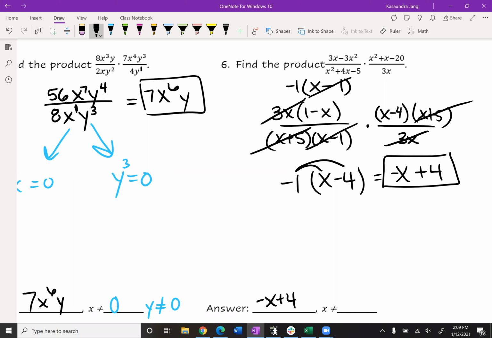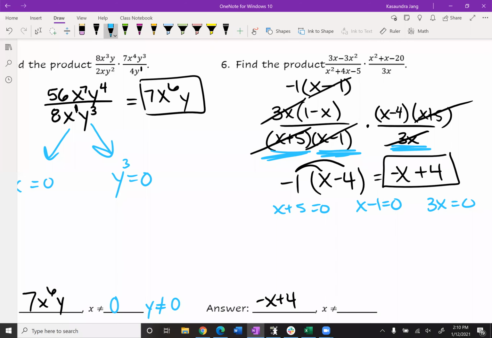And as for my excluded values, I don't want to look at my final answer. I want to look at my work throughout the problem here, probably my factors in the denominator. Let's see, I had 1, 2, 3 different factors in the denominator. So let's set each of those equal to 0. I've got my x plus 5 equal to 0, my x minus 1 equal to 0, and the 3x equal to 0. Okay.